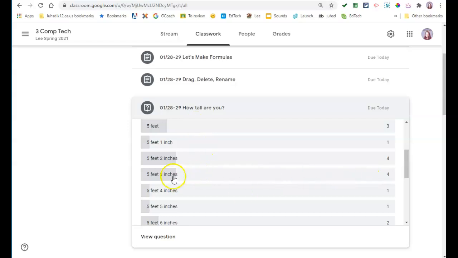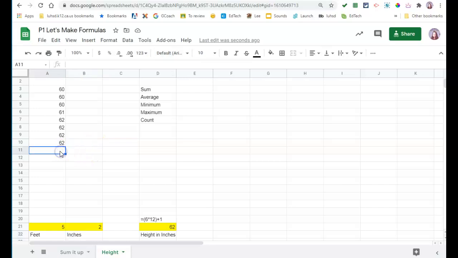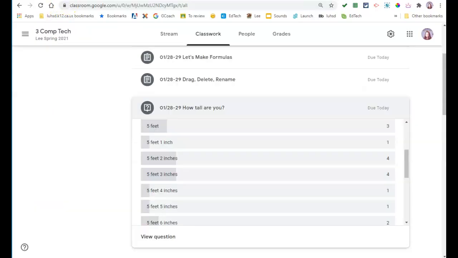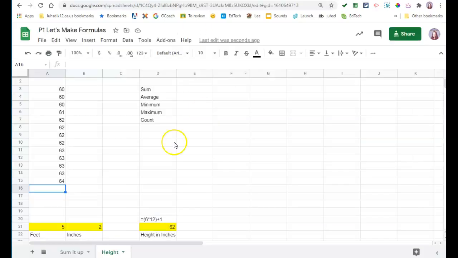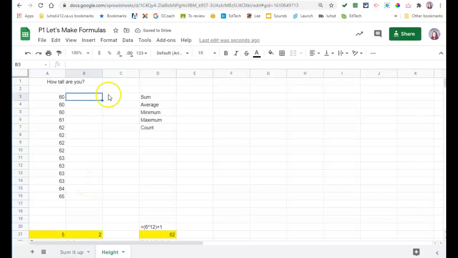All right. 4 people said they were 5'3". 1 person said they're 5'4". 1 person said they're 5'5". That would be 65. I'm going to come back over here now.